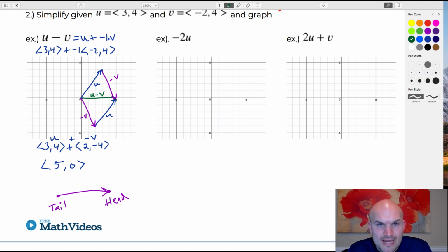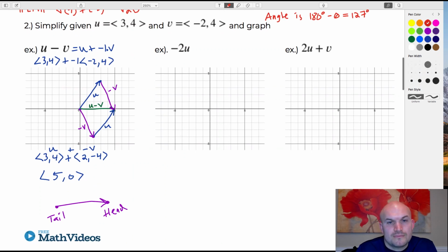All right, so what happens then when we multiply by something like negative 2u? What is happening here? Let's look at the vector u. So u is at 3 comma 4. So 1, 2, 3, 4.